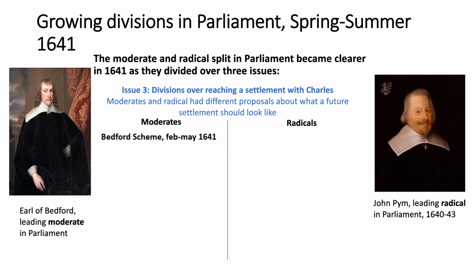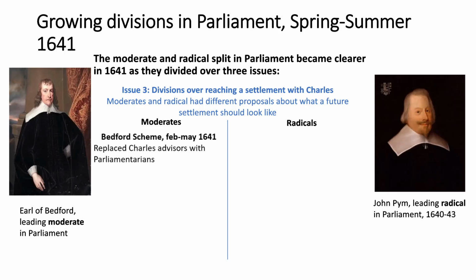The moderates' scheme was the Bedford scheme. This was introduced between February and May 1641. Charles did actually introduce this. Okay, he worked alongside Bedford to follow this scheme. The key point was that there was this notion that Charles was a good monarch. Their premise was that Charles was a good monarch, but that Charles was being misled by his advisors.